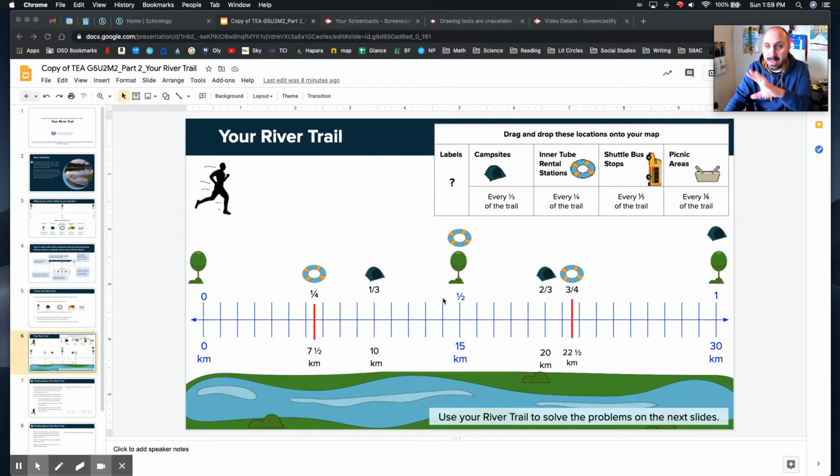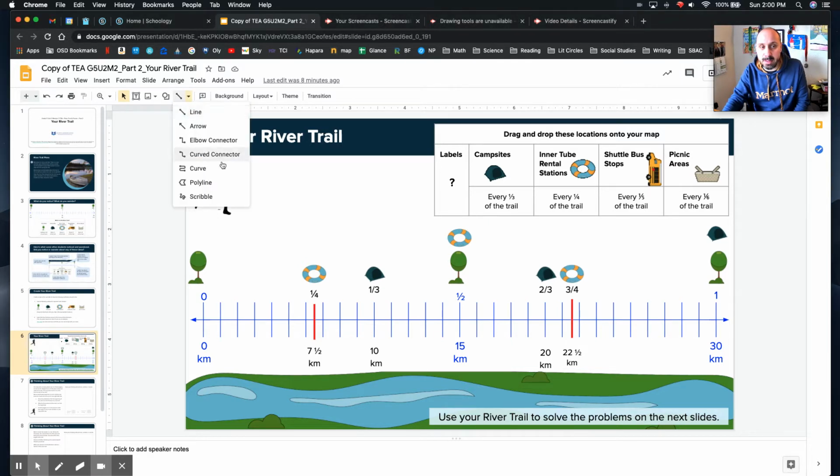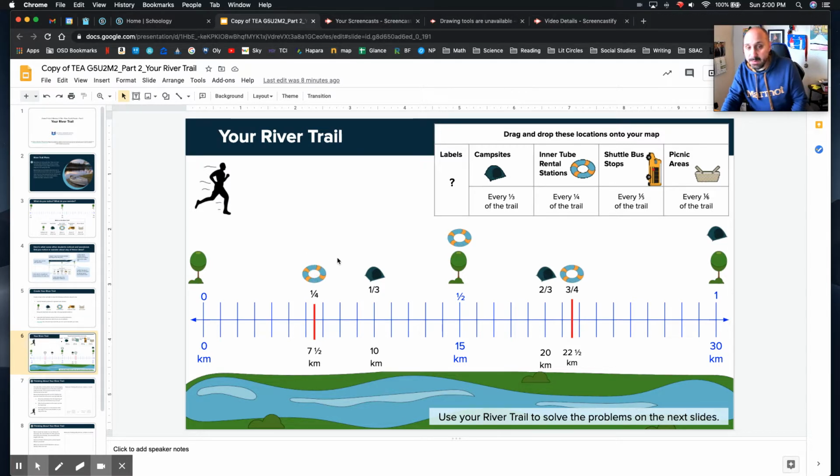So what I did, I cleaned all of that up and I put in our markers here for the inner tube rental stations. A fourth of the trail, as we talked about in the last video, is at 7.5 kilometers. And I just did a red line here. I went up here and inserted a line and then turned it red and thickened it up a little bit just so I could see that for myself.